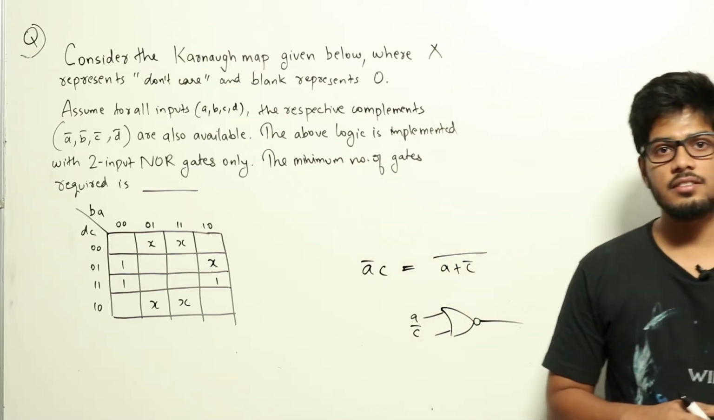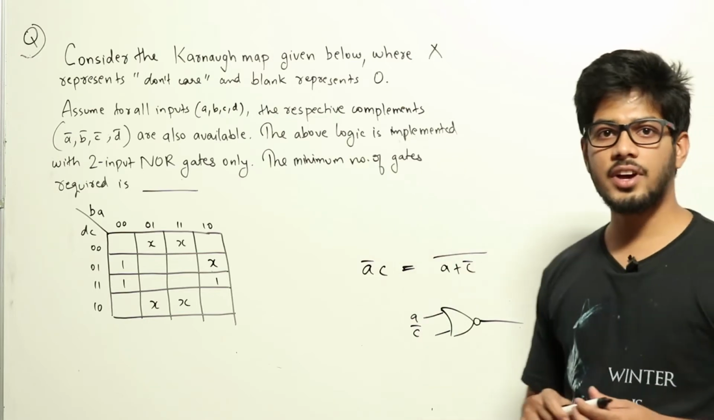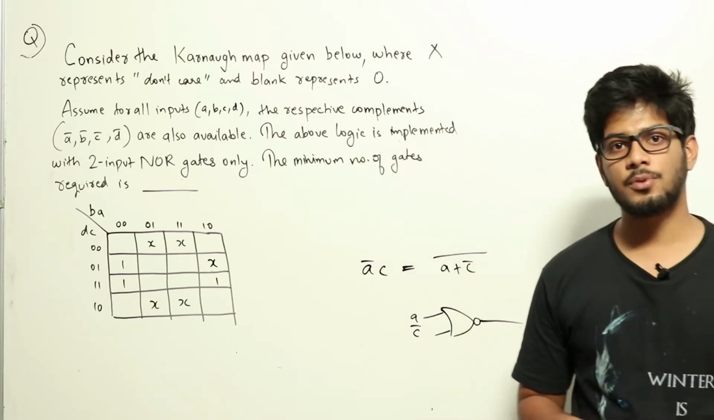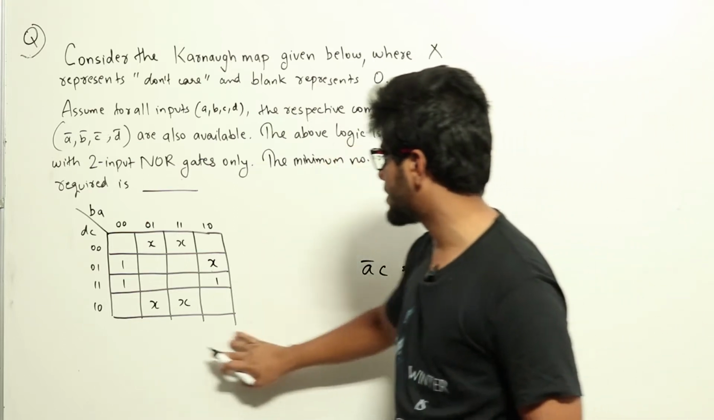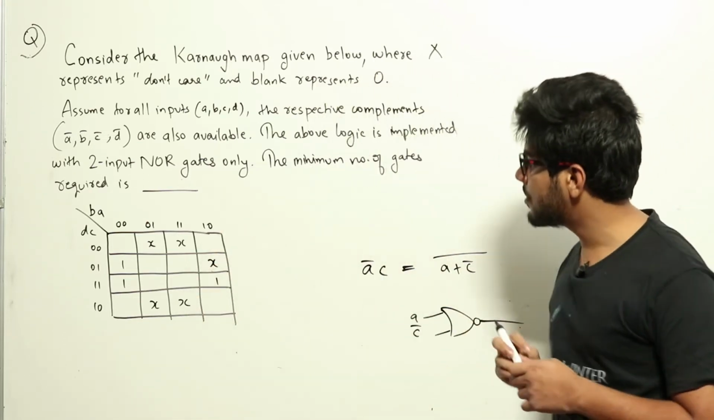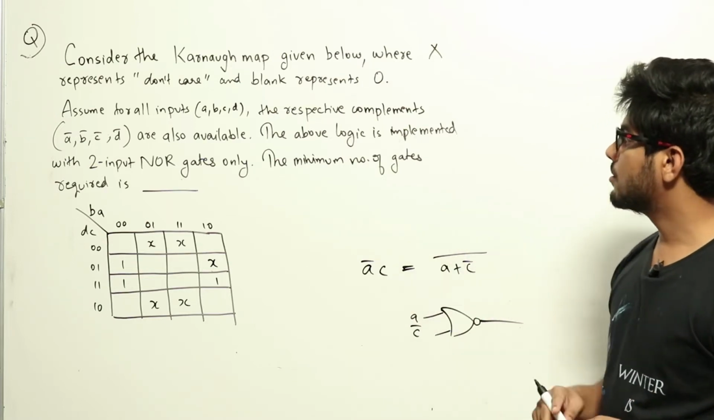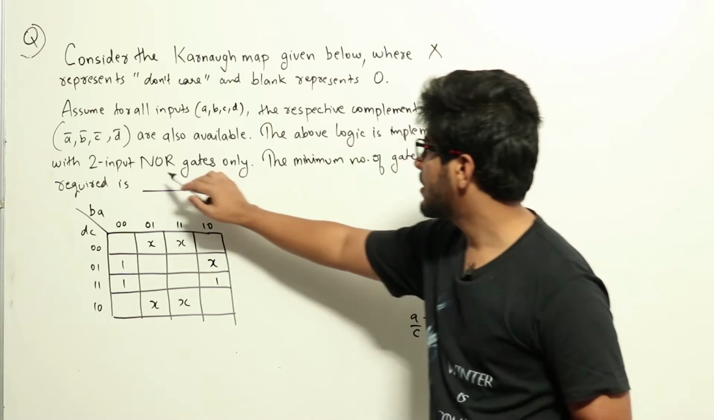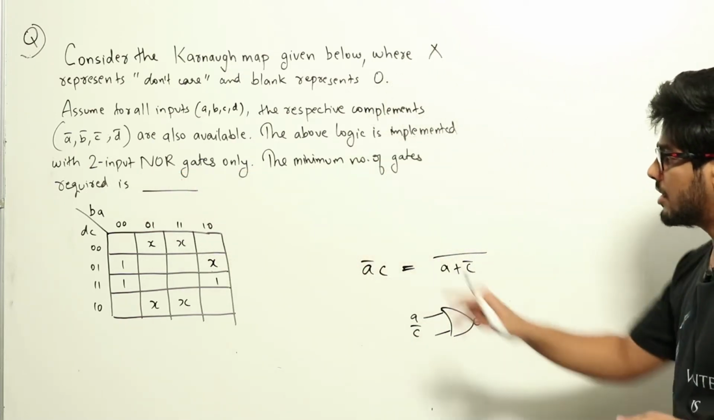So this is a question from K-maps from digital logic. Now K-maps are used to find the minimum product of sum or sum of product forms of a given expression. So we have been given the K-map for this expression. We need to find the minimum sum of product form of this expression, and then to represent that expression, how many 2 input NOR gates are required. That's what we need to find here.